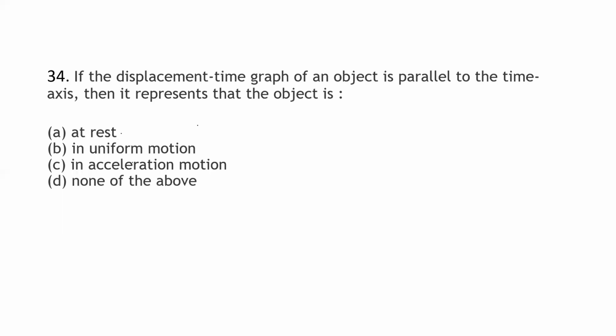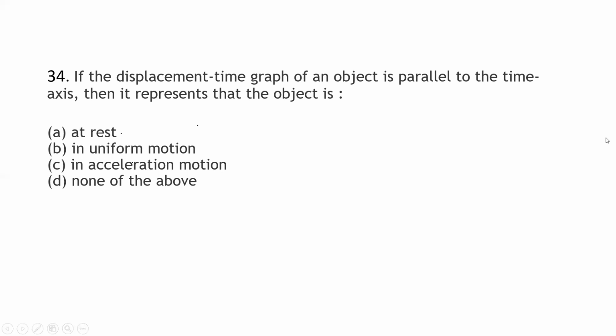Next question. If the displacement time graph of an object is parallel to the time axis, then it represents that the object is at rest, in uniform motion, in accelerated motion, or none of the above. So when the graph is parallel to the x-axis or the time axis, we say that the body is at rest.